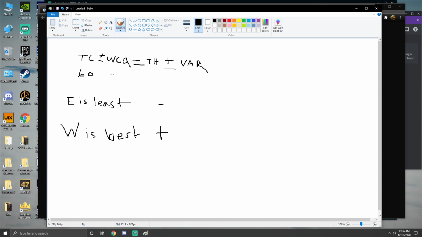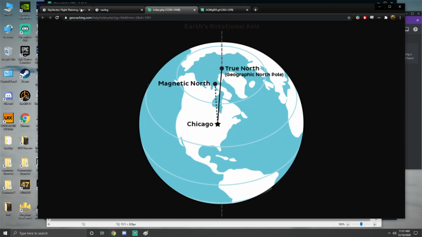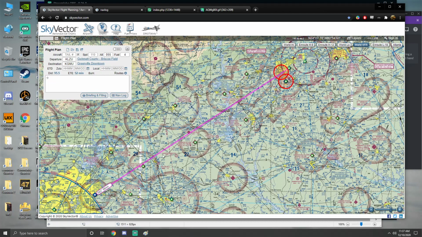Let's say our wind correction angle was minus, since we had to turn to the left, it's going to be a minus, so we'll say minus 5 degrees. So that gives us our true heading, which is going to be 55 degrees. But again, since we have to do this in relation to a magnetic compass, let's just double check that our variation is 6 degrees west.